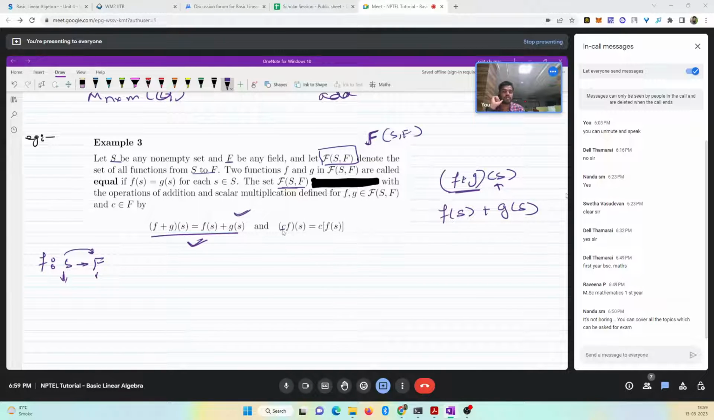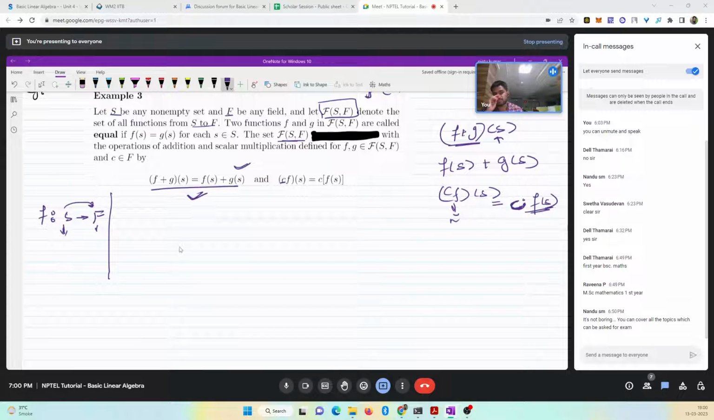Now how do we multiply it with a scalar? Now c times f is a new function. How do we calculate it? This is c times f of s. First you calculate f of s, then you multiply the value with c. Now we have all those properties to satisfy. I'll go through them one by one because this is not trivial, but it's an interesting example.